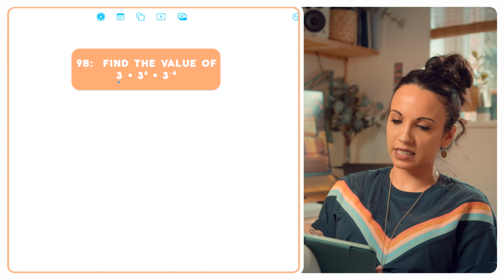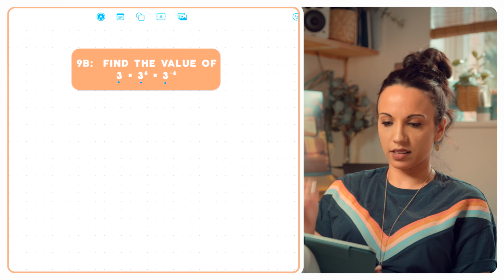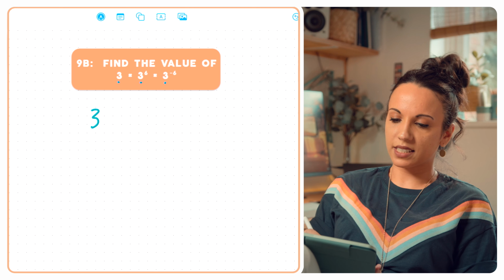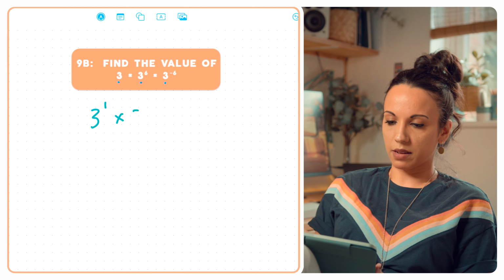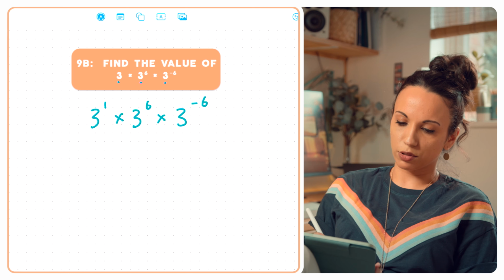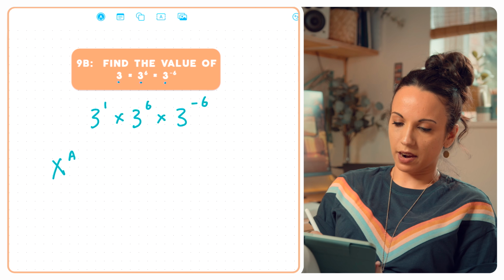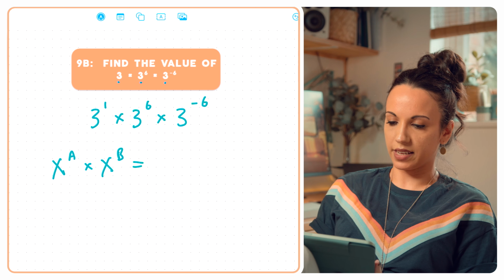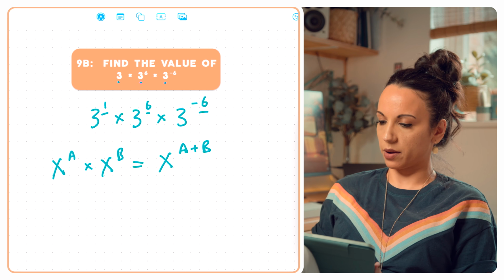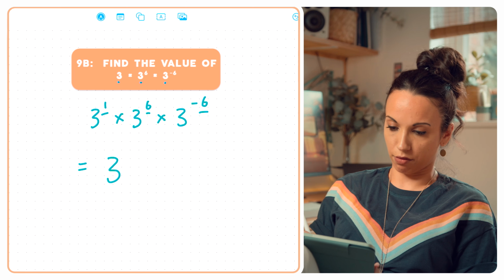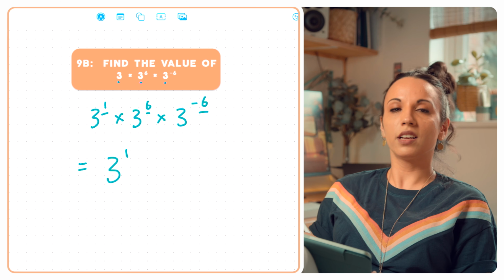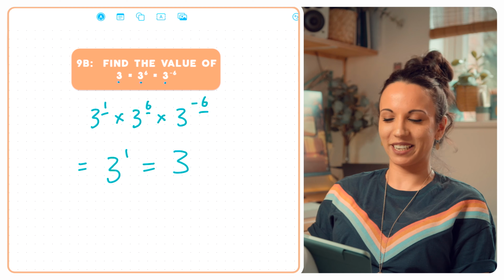We worked out that if we have numbers in the same base and we multiply them to various powers, all we have to do is write down that base and add up the powers. So 3, that's technically the same as 3 to the power of 1, times 3 to the power of 6 times 3 to the power of minus 6, using our rule of x to the power of a times x to the power of b is x to the power of a plus b, we're going to add all these powers. So the answer is going to be 3 to the power of 1 plus 6 is 7, 7 minus 6 is 1, 3 to the power of 1, which is just 3.